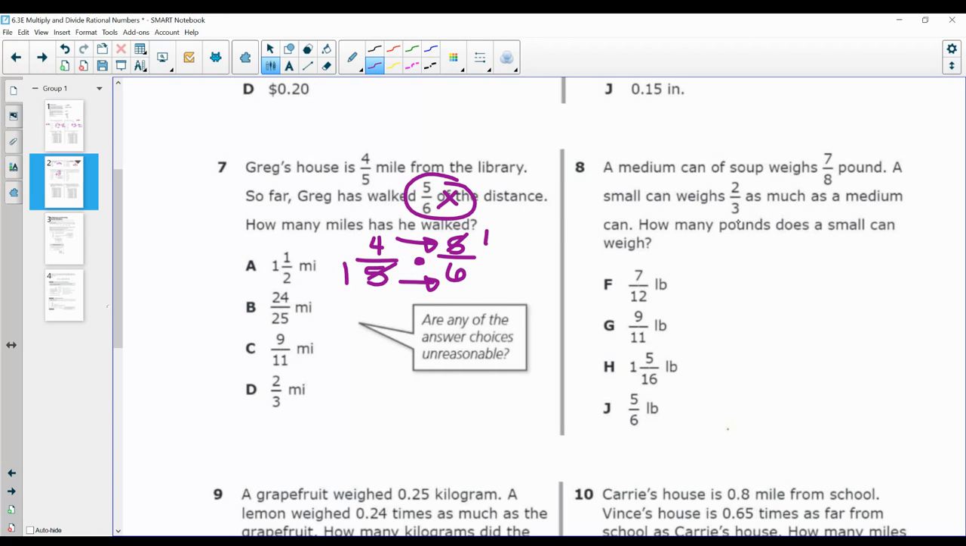Question number 8, a medium can of soup weighs 7/8 of a pound. A small can weighs 2/3 as much as a medium can. How many pounds does a small can weigh? So 2/3 as much would be multiplication. So you can multiply going across. You can also simplify numbers if you remember how to do that. If not, you can multiply and reduce at the end.